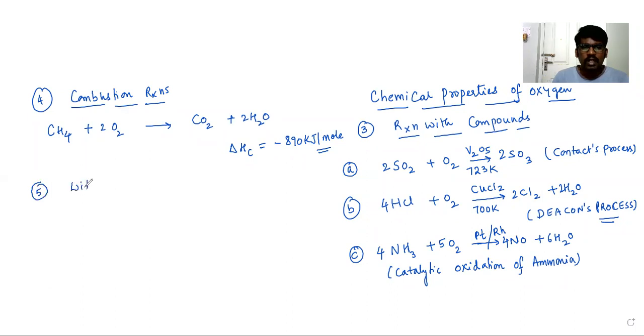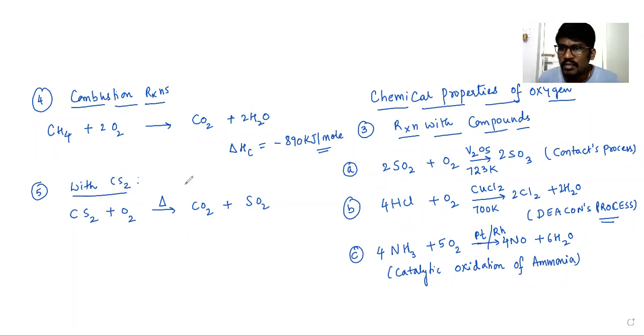Similarly, with carbon disulfide, CS2, if it reacts with oxygen, then it produces CO2 as well as SO2. Carbon dioxide and sulfur dioxide can be produced, and if you balance it, you get 2 sulfurs, and here you'll get 3 O2, 6 oxygens are there. So with carbon disulfide, we can prepare sulfur dioxide along with the carbon dioxide.